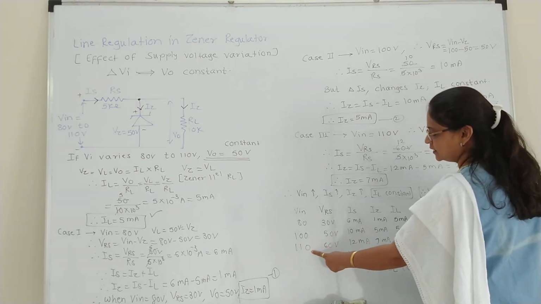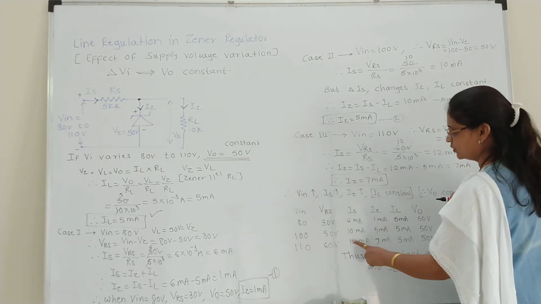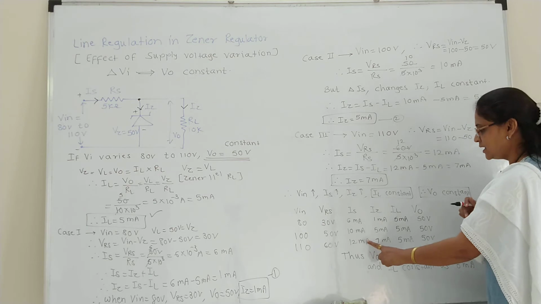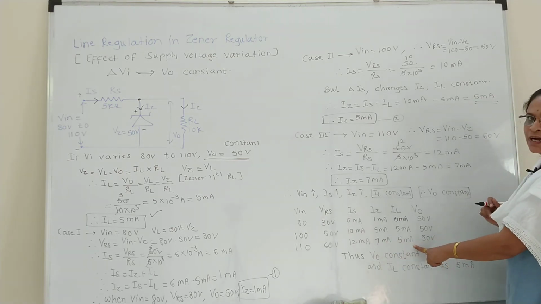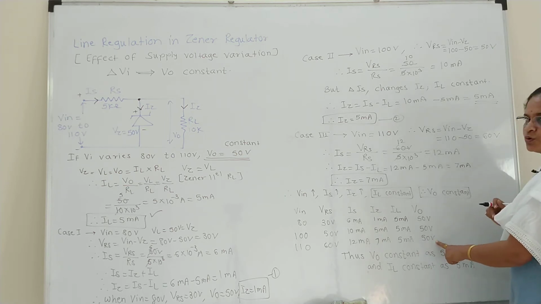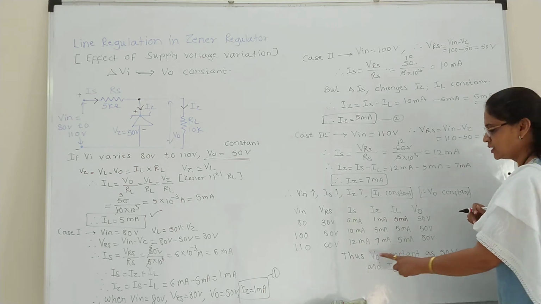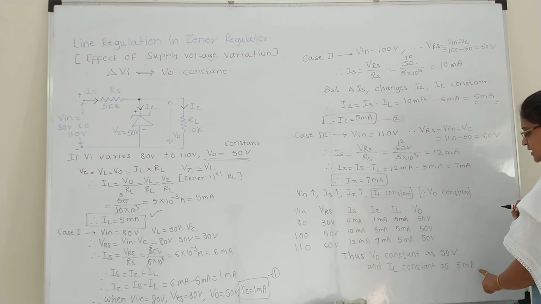Vin increased to 110 volt, then the voltage across RS also gets increased to 60 volt. IS increases to 12 milliampere, so IZ increases, it becomes 7 milliampere, but IL remains constant. It is kept constant at 5 milliampere. So here Vout remains constant at 50 volt. Thus Vout is constant at 50 volt and IL constant at 5 milliampere.